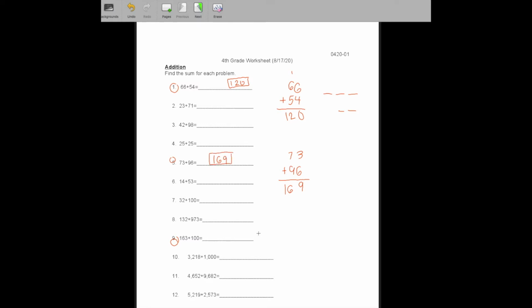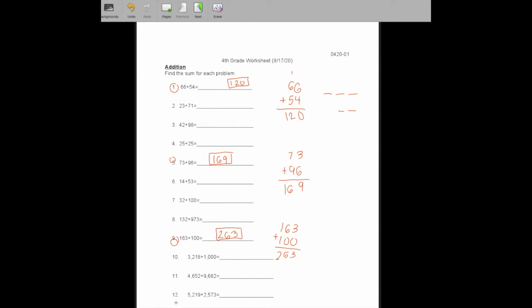Moving on to number 9, we have two 3-digit numbers. So 3 plus 0 is 3. 6 plus 0 is 6, and 1 plus 1 is 2. So the answer to this question is 263.